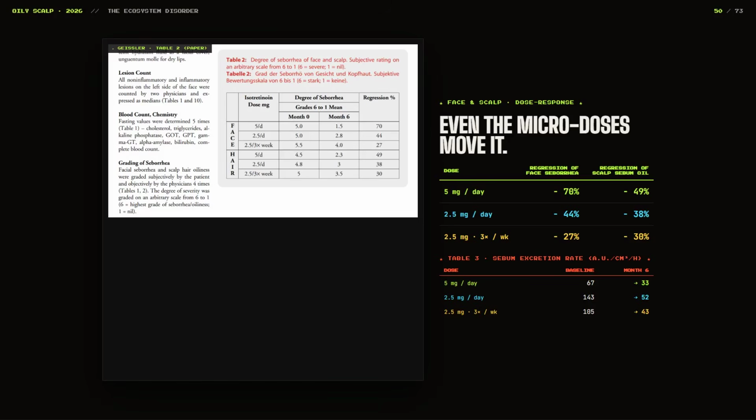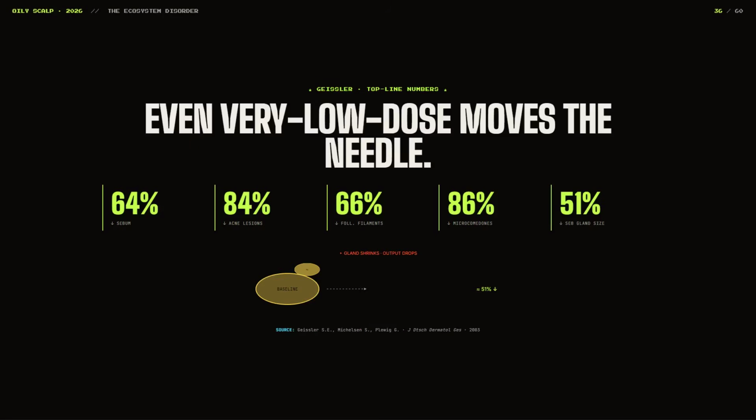So even though the study was small and descriptive in nature, the sebum output trend is very relevant to oily scalp management. The authors also found that sebum production reduced by up to 64% and acne lesions by up to 84%, follicular filaments by up to 60%, and more importantly, sebaceous gland size by up to 51%. It also reported a quantitative reduction in Corynebacterium, which, by the way, is another name for Cutibacterium acnes.